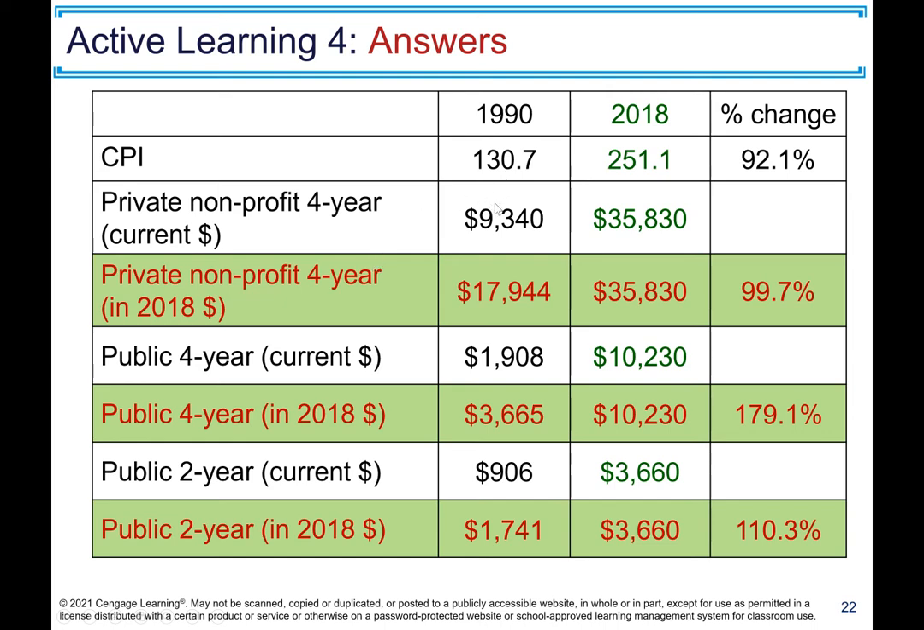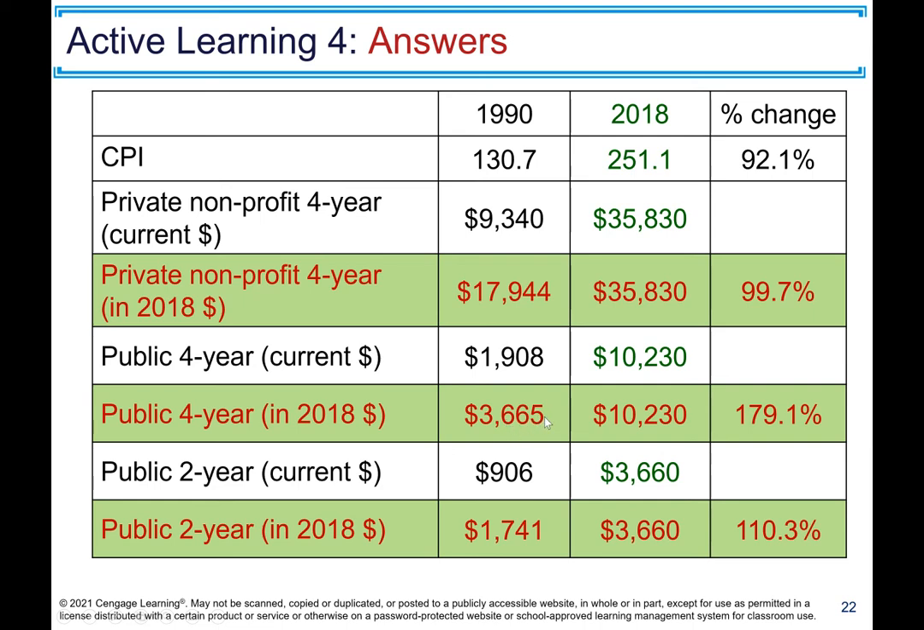That 9,000 private non-profit four-year colleges, which was 9,340 in 1990. This 9,340 is equivalent, in today's dollars, or at least 2018, to 17,944. Now you can compare these two amounts and find the percentage change. So in real terms, private college education has gone up 99.7%.